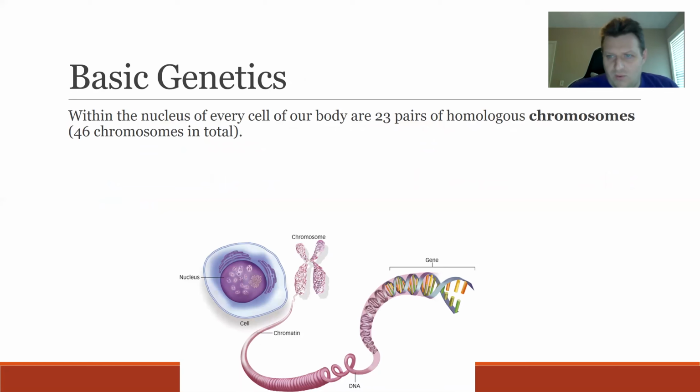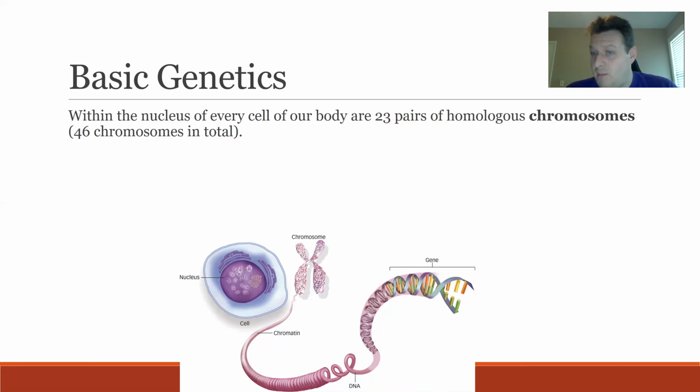Before we get into the meat and potatoes of this lecture, let's talk a little bit about some basic genetics, some things that you probably have heard time and time again throughout biology classes, but I just want to make sure that we're all on the same page here. All right. In every single cell in the human body, within the nucleus of that cell, there are 46 chromosomes. All right.